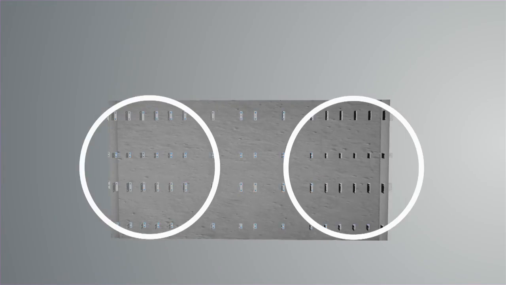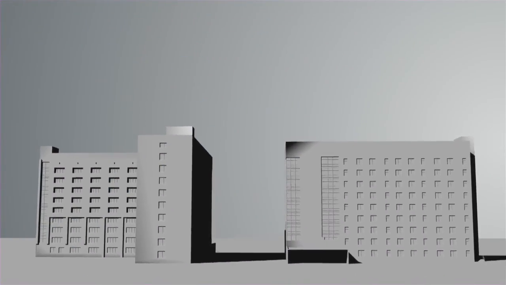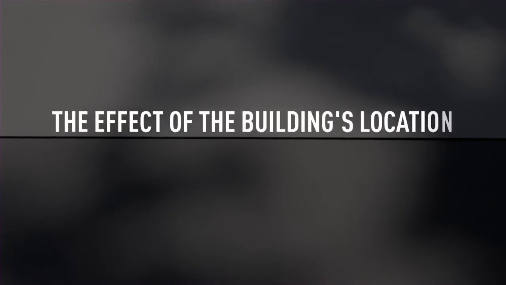The building's surroundings may also affect the design. For example, where two buildings are close to each other, funneling will accelerate the wind flow and increase the negative pressures on the facade. The effect of the building's location.